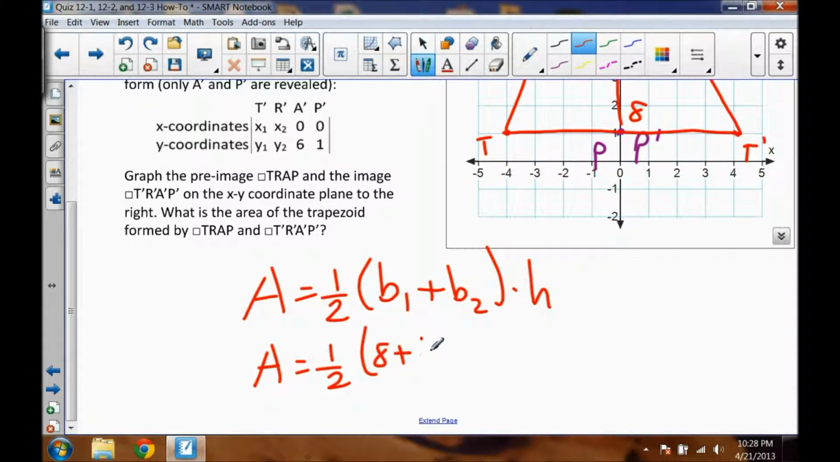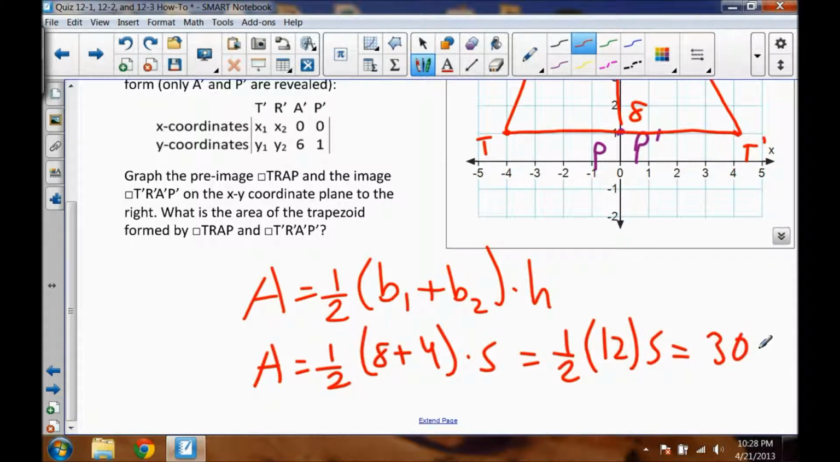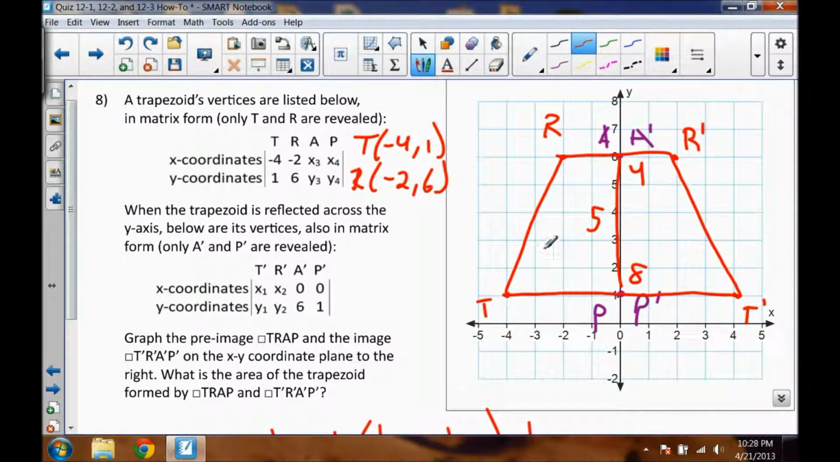So let's plug those in. 8 plus 4 times 5. So that's 1/2 12 times 5. 1/2 times 60 is 30. 30 square units if you leave those answers as well. Okay, so the important thing there to note is that here was my pre-image. Here was my transformed image. Even though I didn't give you all the information, by the transformation, you could potentially know all of it there.